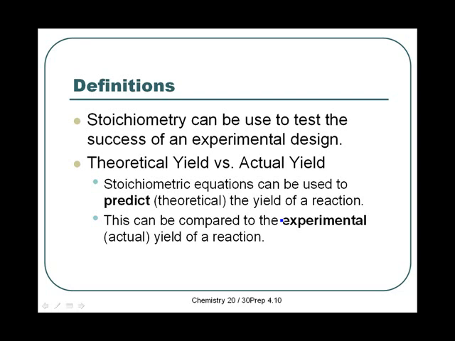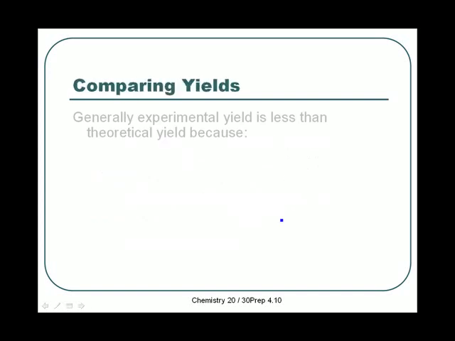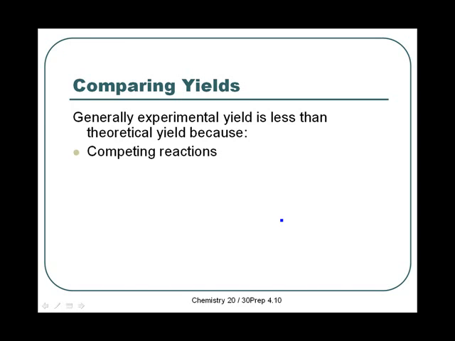So we'd have a chemical reaction, and we'd say if we have this much reactants, this is the amount of product that should be formed. Then an experiment's done, a reaction takes place, and some of the product's formed. This is the experimental yield. It's a yield that actually is created when you do the experiment. When the two are compared, generally speaking, the experimental yield is going to be less than the theoretical yield.